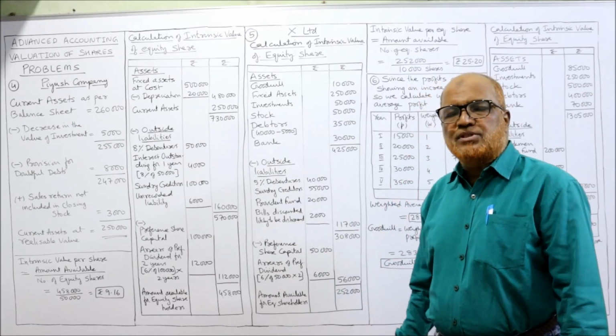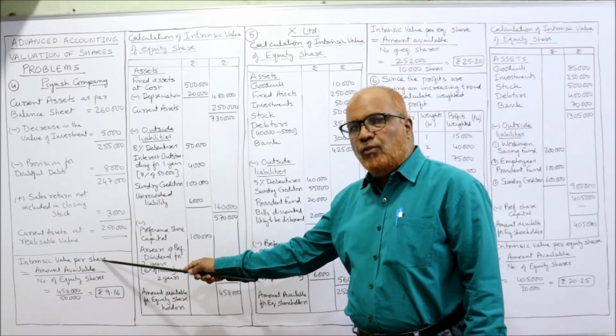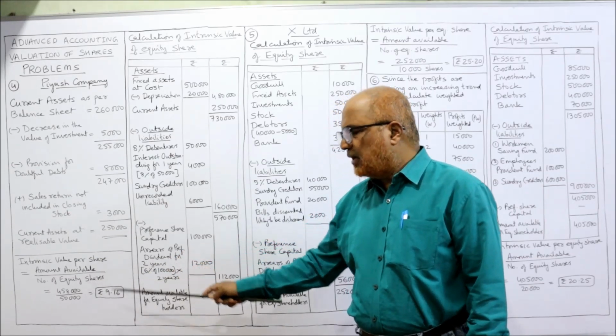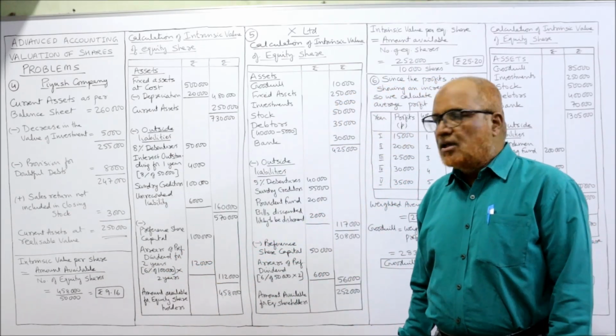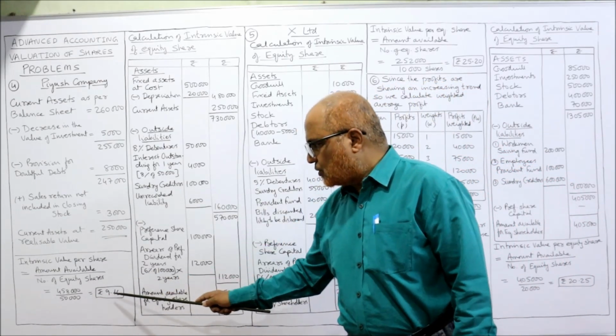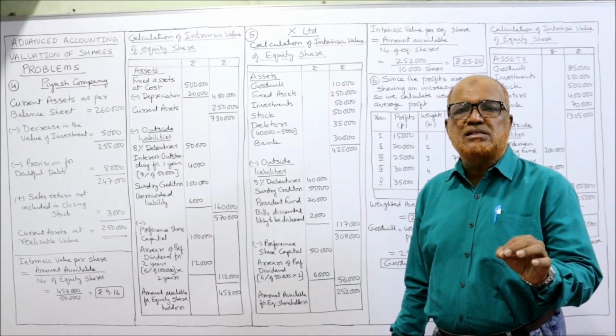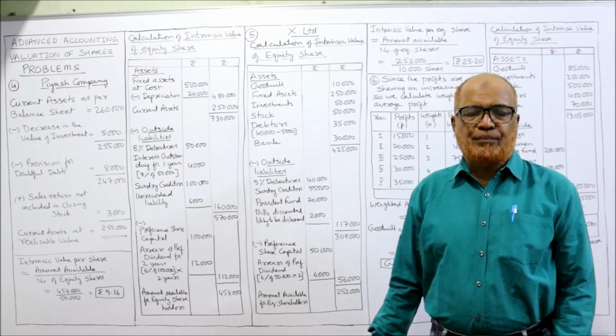Now we can easily substitute in the formula for intrinsic value. The formula for intrinsic value per share, amount available divided by number of equity shares. So amount available 4,58,000, number of equity shares 50,000, 9.16 is the intrinsic value per equity share.